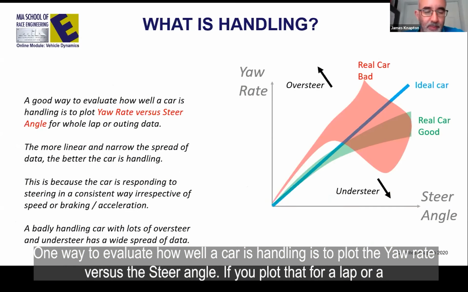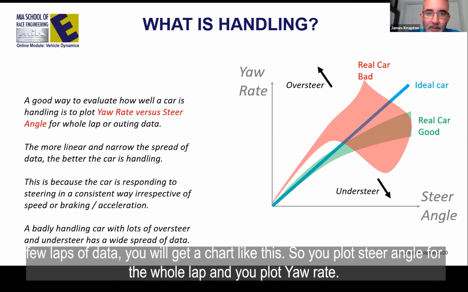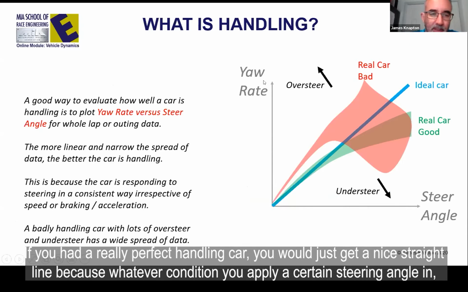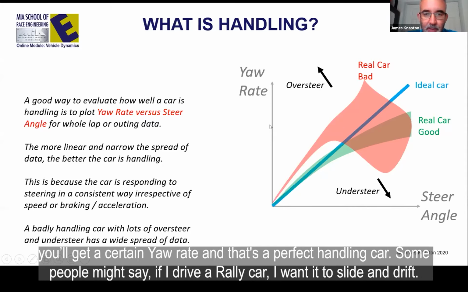So one way to evaluate how well a car is handling is to plot the yaw rate versus the steer angle. And if you plot that for a lap or a few laps of data, you get a chart like this. So plot steer angle for the whole lap and you plot yaw rate. And if you had a really perfect handling car, you would just get a nice straight line, because whatever condition you applied a certain steering angle in, you get a certain yaw rate. And that's a perfect handling car.